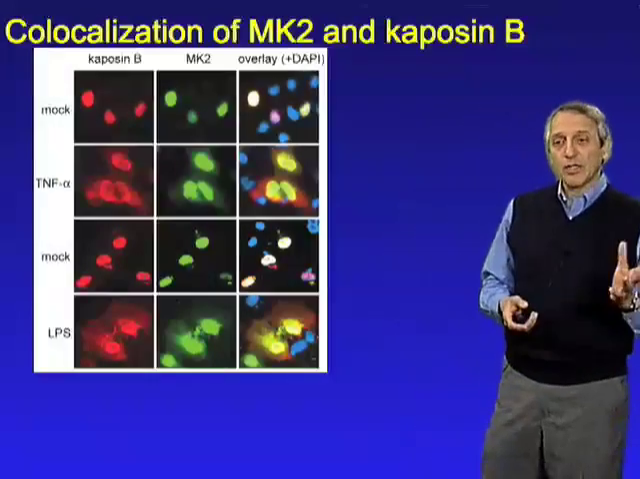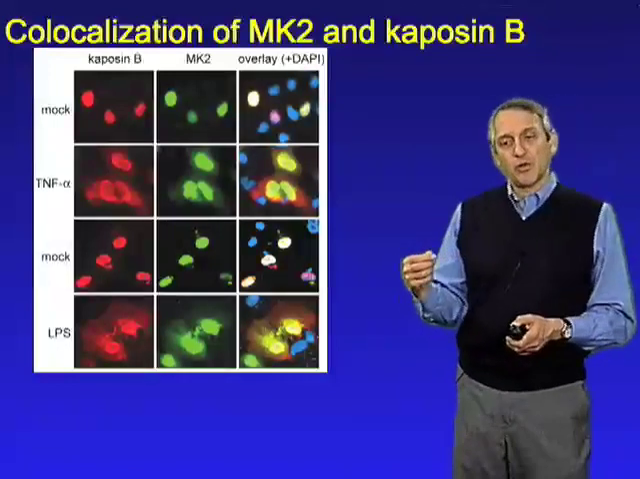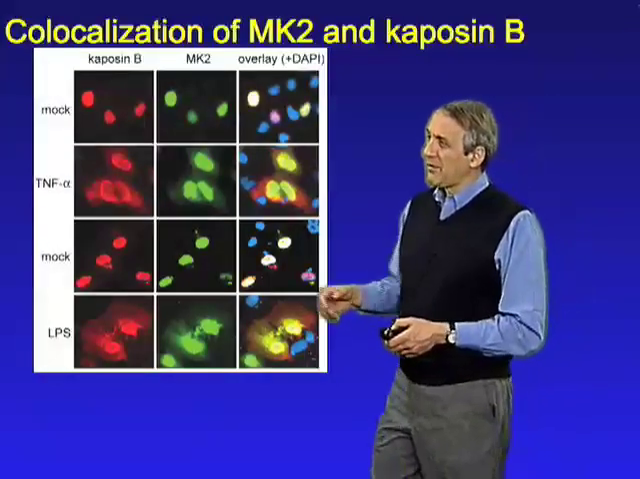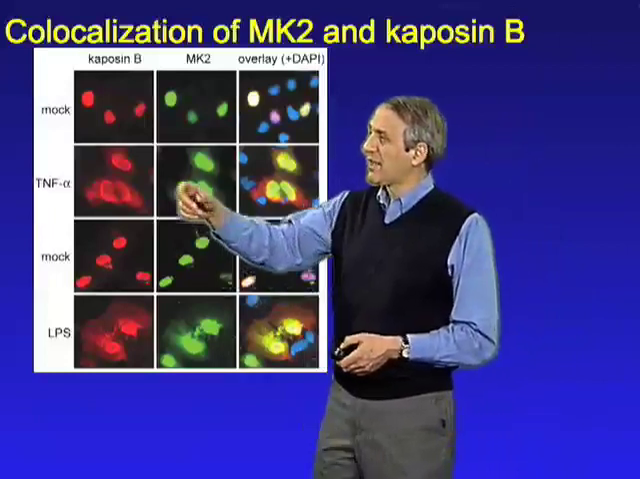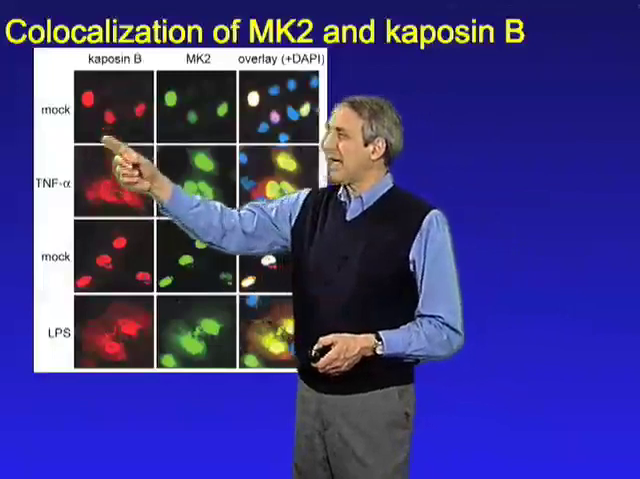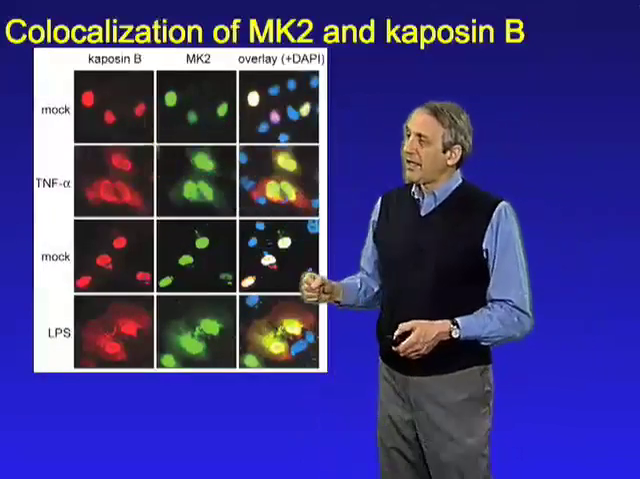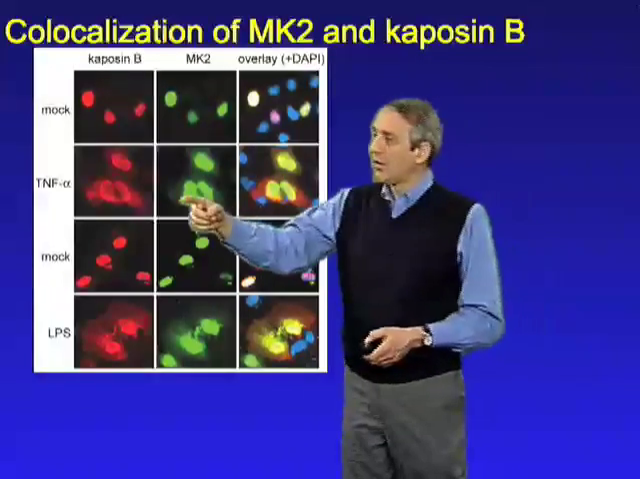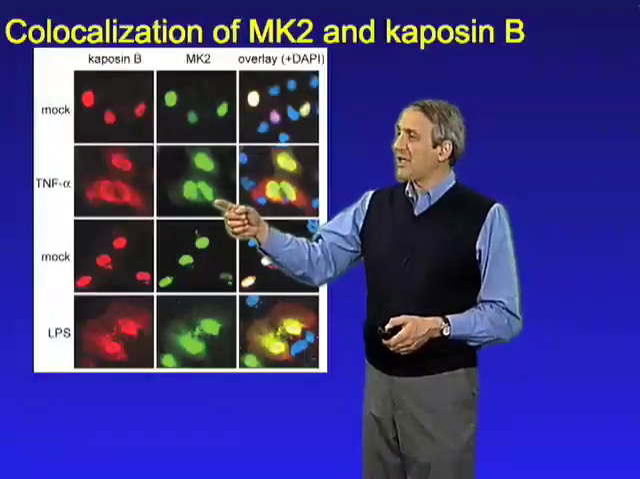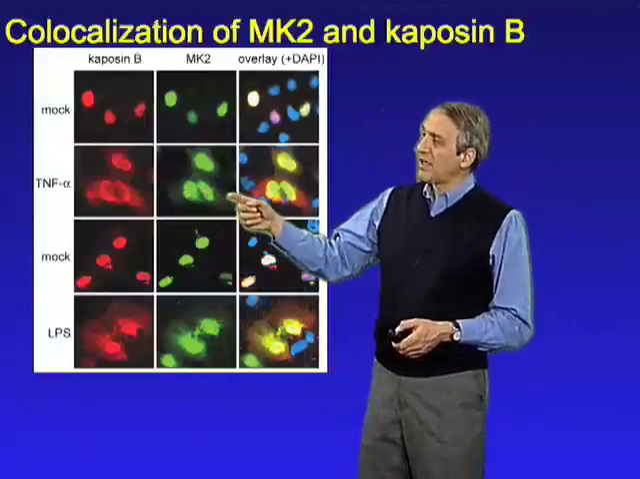An early clue that the interaction of Kaposin and MK2 was real came from this localization experiment. If you look at cells that are transfected with Kaposin B and just ask where it resides in the ground state, it resides in the nucleus, as does MK2 here. And if you apply TNF or LPS, inflammatory signaling molecules that lead to MK2 exiting the nucleus, you can see that, of course, that process isn't 100% efficient.